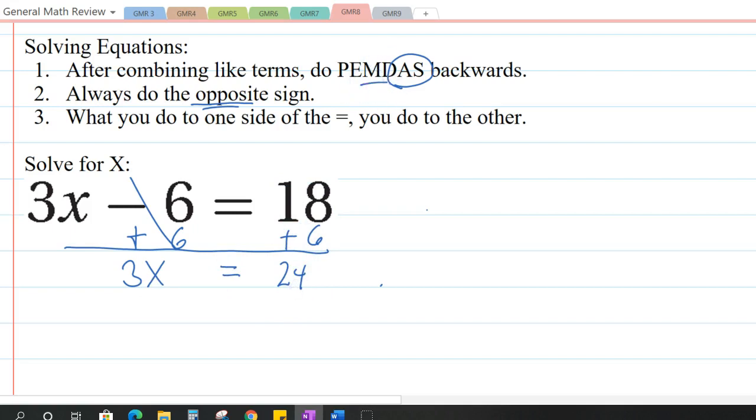Now I can move on to my multiplication and division, and I'm going to do the opposite sign. So the opposite of multiplying by 3 is to divide by 3. Whatever I do to one side of the equation, I do to the other. 3 divided by 3 cancels out. That's my check. If it doesn't cancel, I did something wrong. X is equal to 24 divided by 3 is 8.